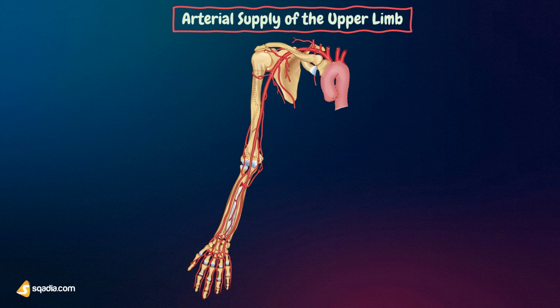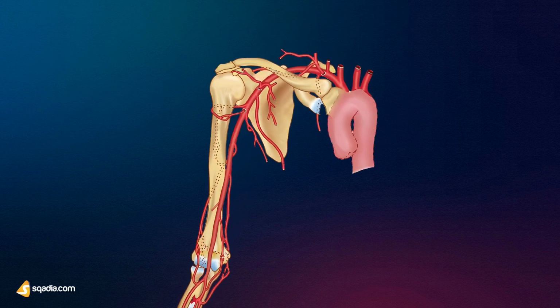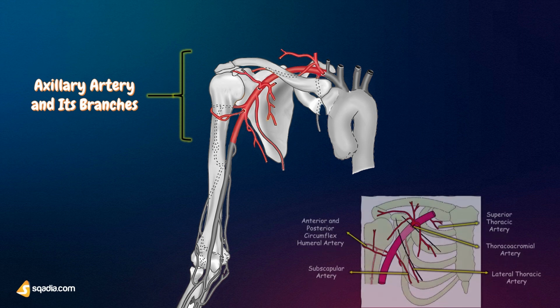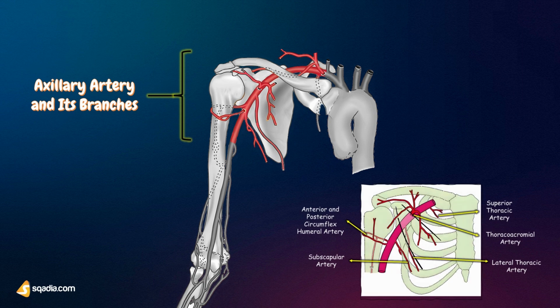Since we will be focusing on the brachial artery in this lecture, let's zoom in a little. Whenever we study an artery, students should know where it starts from. The brachial artery is the continuation of the axillary artery. The axillary artery, as the name suggests, passes through the axilla. We have discussed the axillary artery and its branches in great detail in our video on the upper limb axilla.